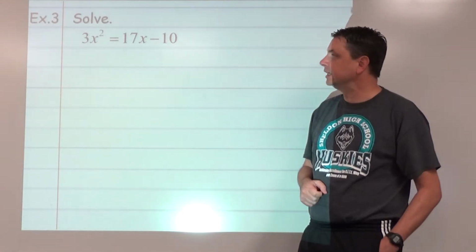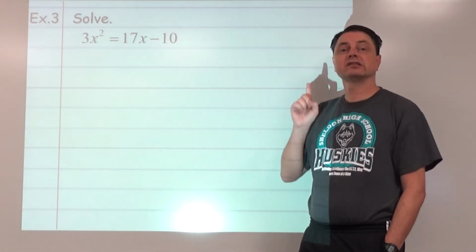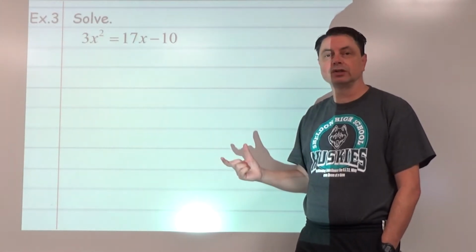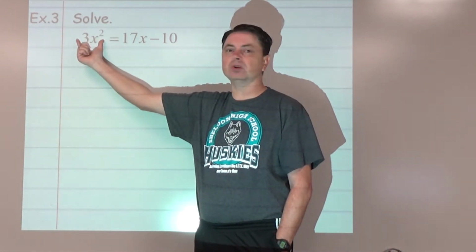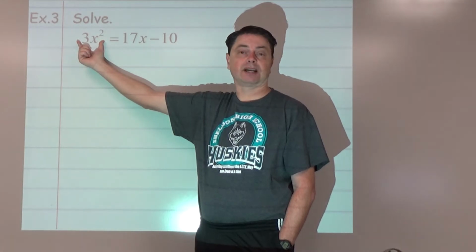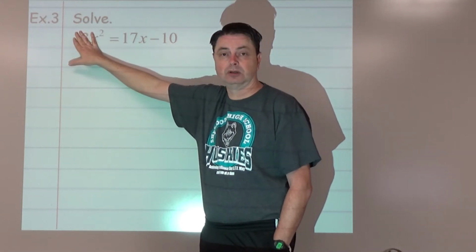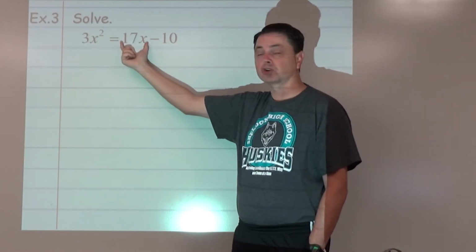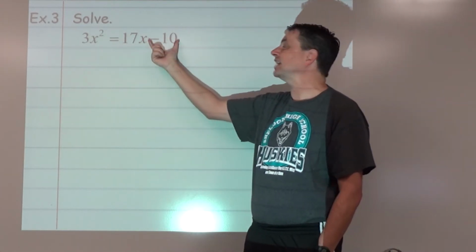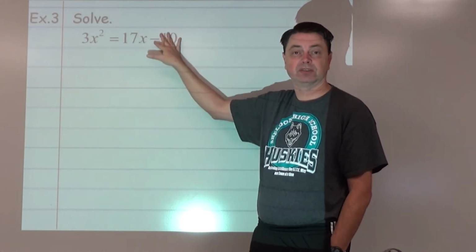Example number 3. Solve. Step 1. Get it equal to 0. Okay? The fastest way would be to get rid of this, but I do not want a negative number of x squared. So I'm going to leave this alone. And I'm going to make this side the 0. So I'm going to have to subtract 17x. I'm going to have to add 10 to get rid of these.